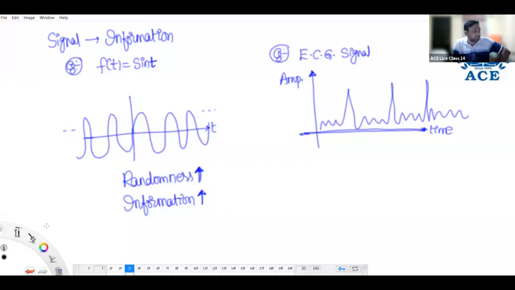So without signals knowledge, one easy way to understand how randomness increases the information content. A very funny and easy example I am giving. Don't take it seriously. A dog bites a man. Generally, it will happen somewhere.